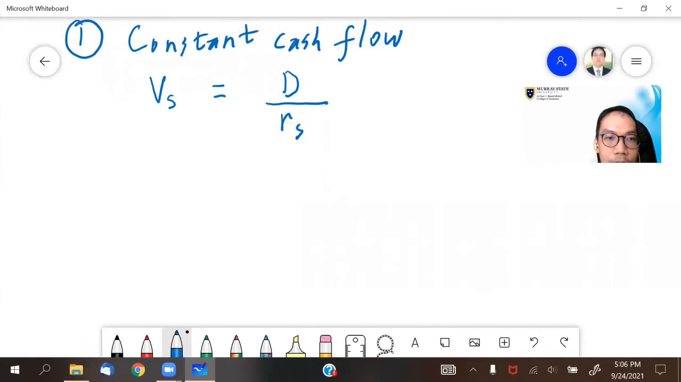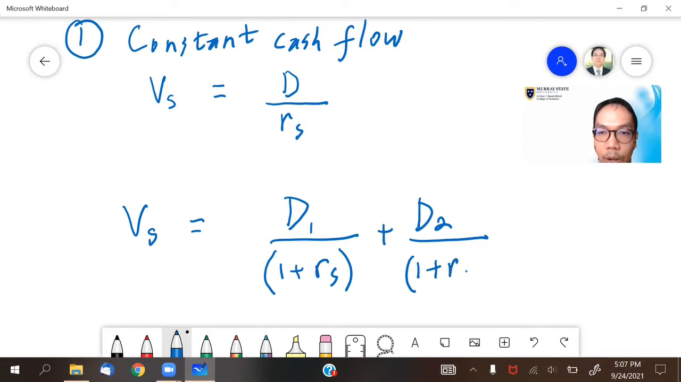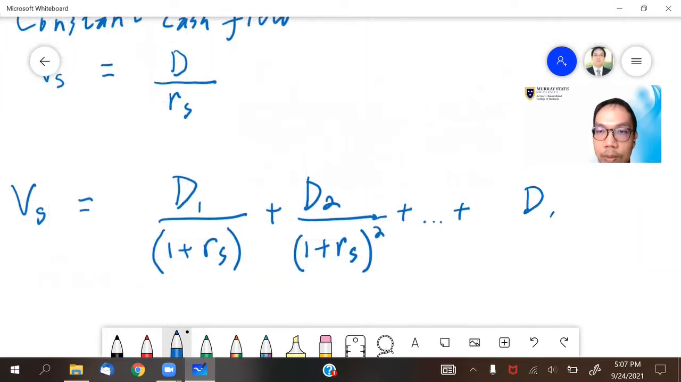You still remember that the value of any asset, including a stock, would be the present value of future cash flows. So you have the first dividend, the second dividend, the third dividend, and so on. So we have dividend 1 over 1 plus required return by stockholders to the power of 1, then dividend in period 2 discounted back at the required return by stockholders to the power of 2, and so on until the last one, 1 plus required return by stockholders to the power of infinity.